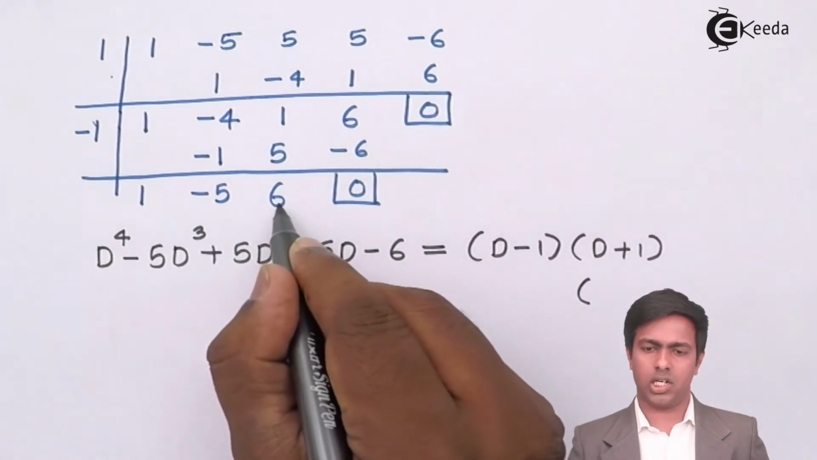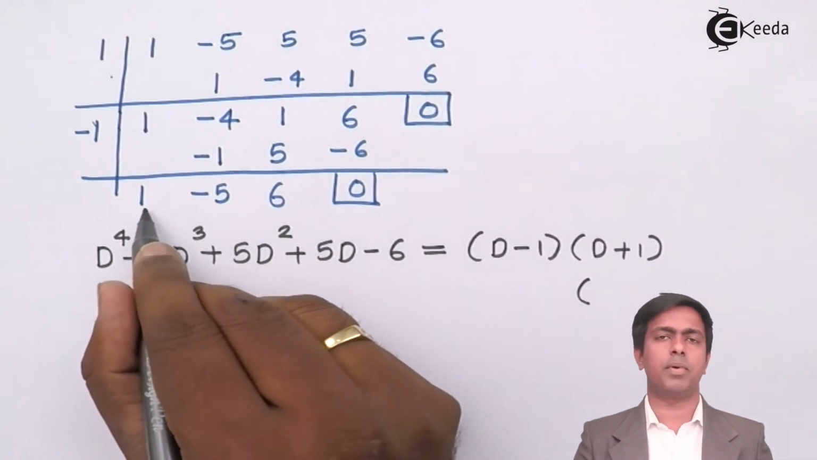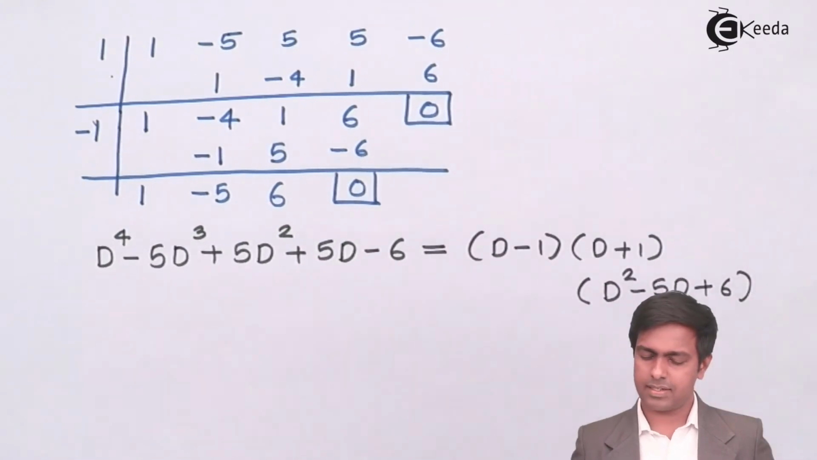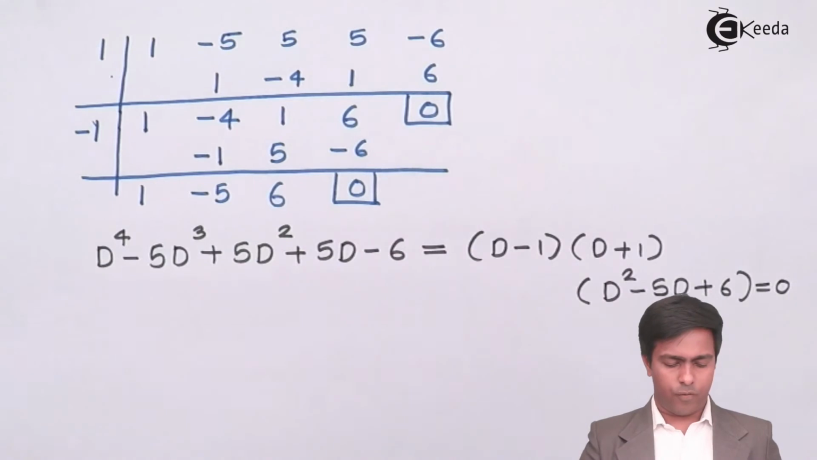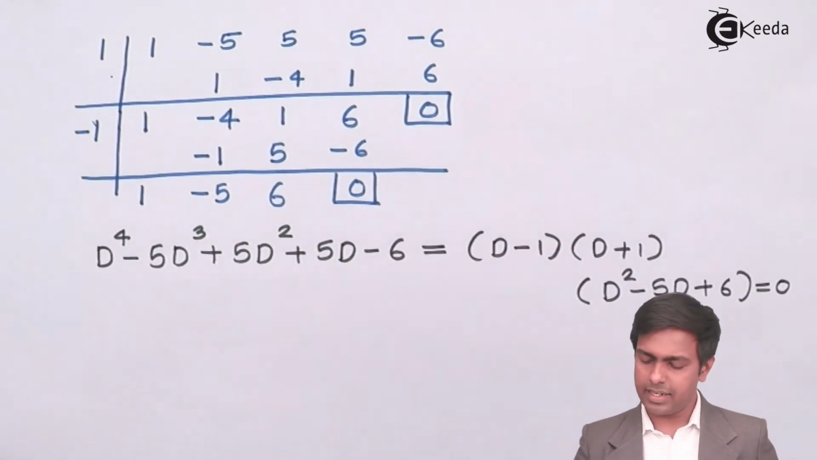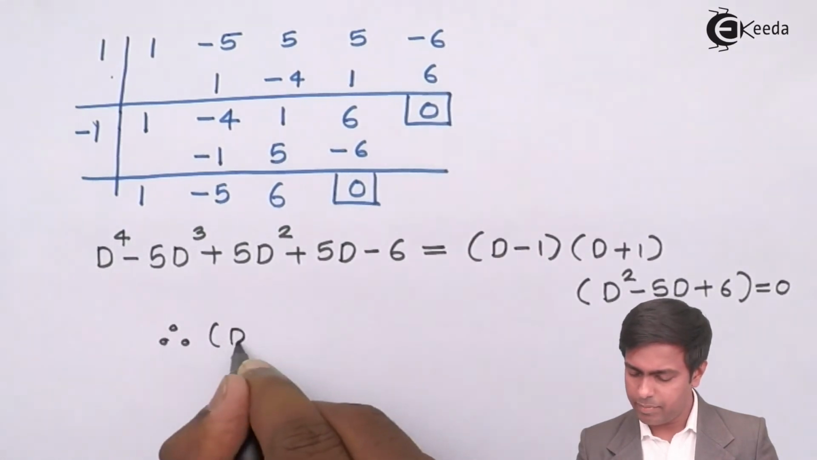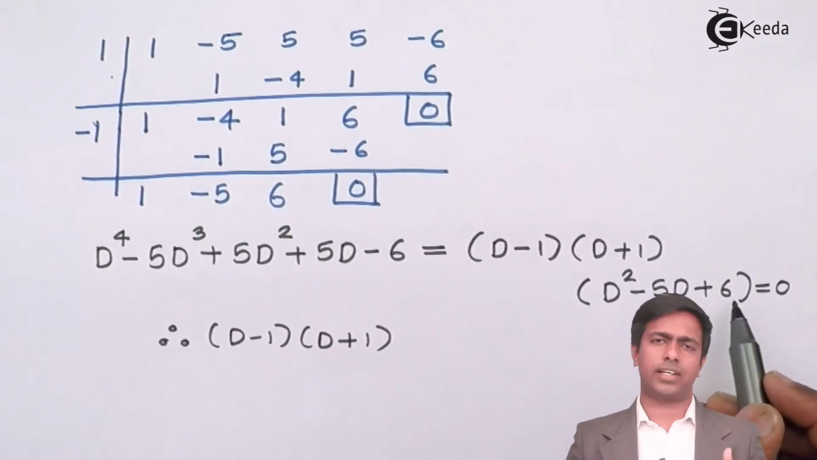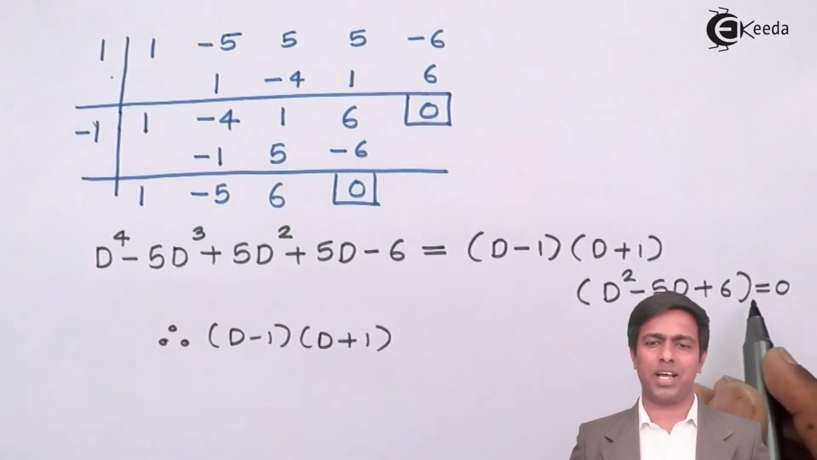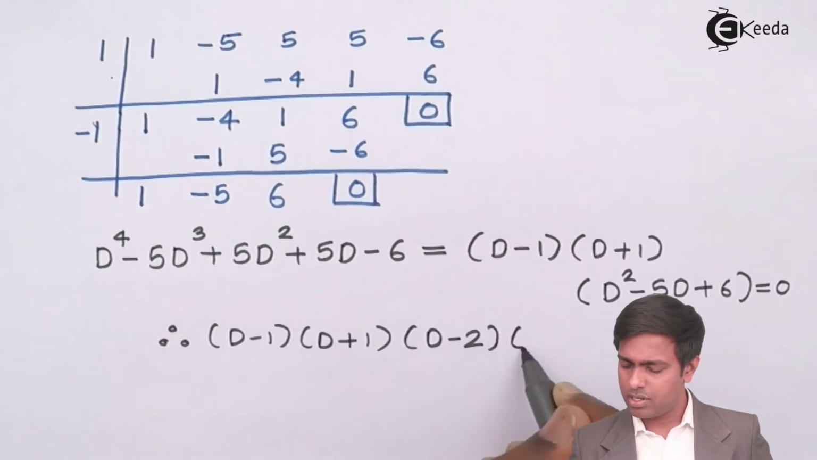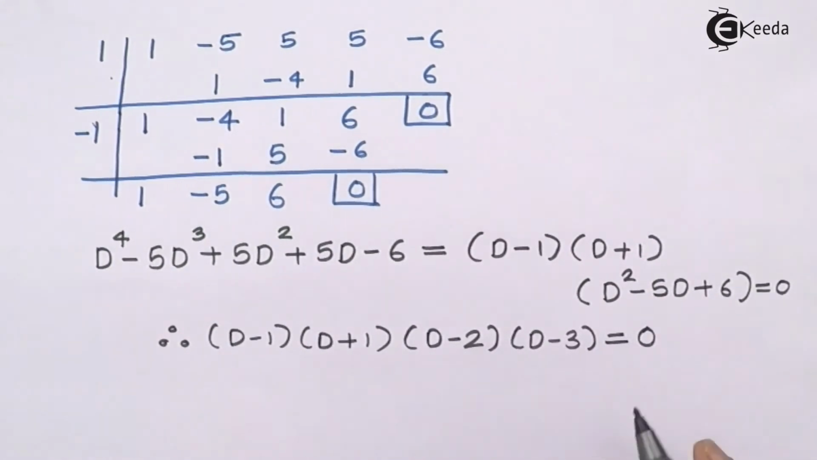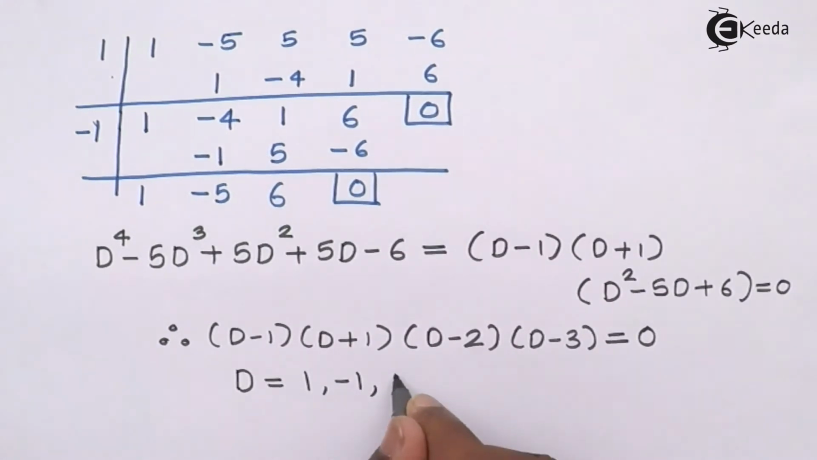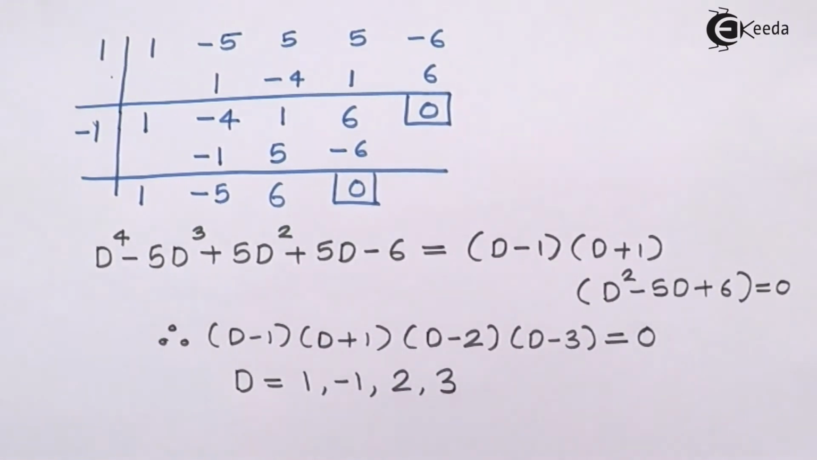So 6 is the constant. This term will be multiplied by d and this will be multiplied by d square. So we will get d square minus 5d plus 6 equal to 0. Therefore this is d minus 1, d plus 1. Now this is a quadratic equation. We can get the roots or the factors of the 6. So 6 is -2 into -3. So here we can say that this is d minus 2 into d minus 3 equal to 0. And guys, here we get all 4 roots. So therefore we can say that d is 1, then -1, then 2 and 3. So these are the 4 roots of the given differential equation.